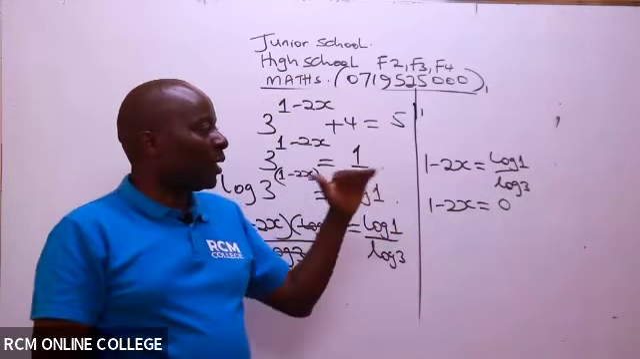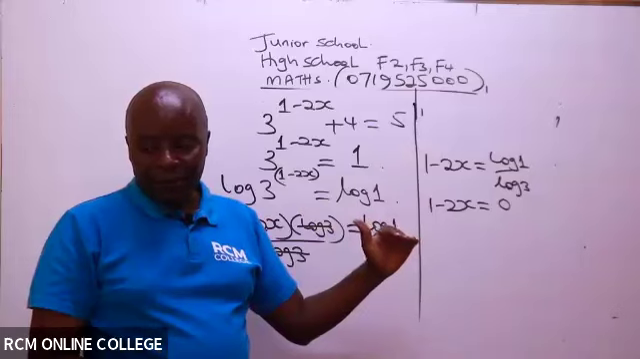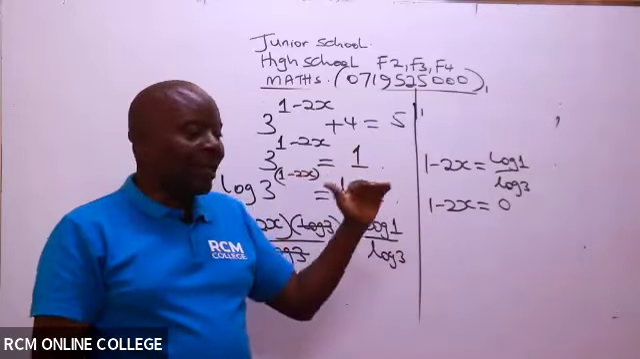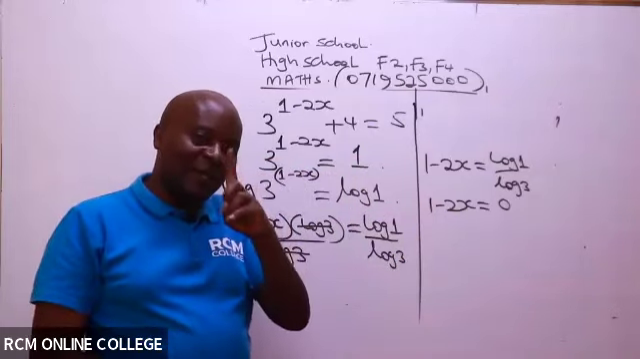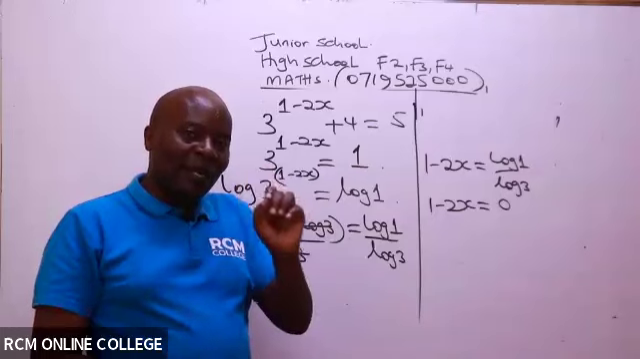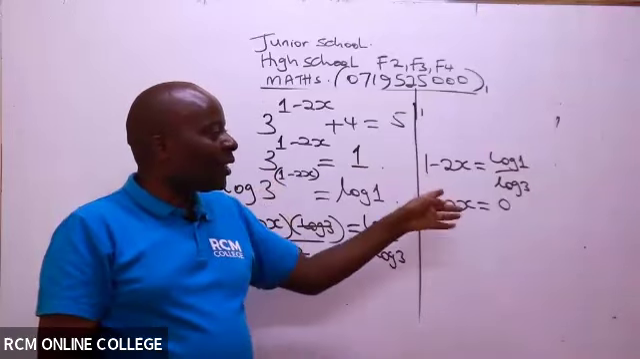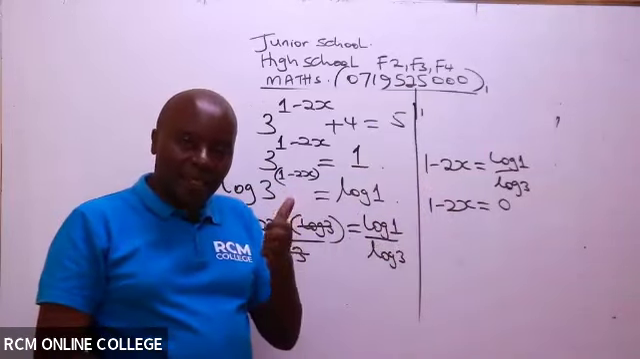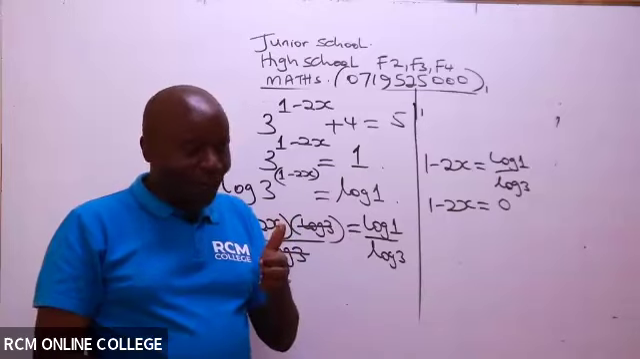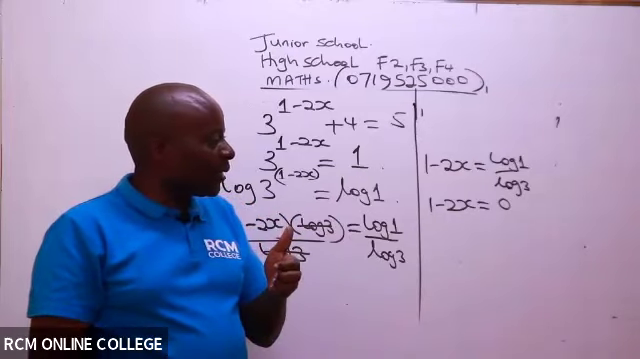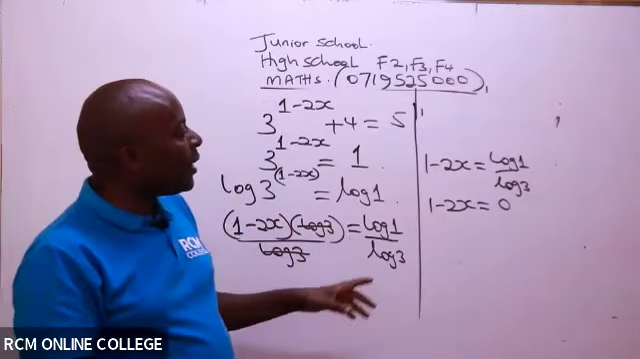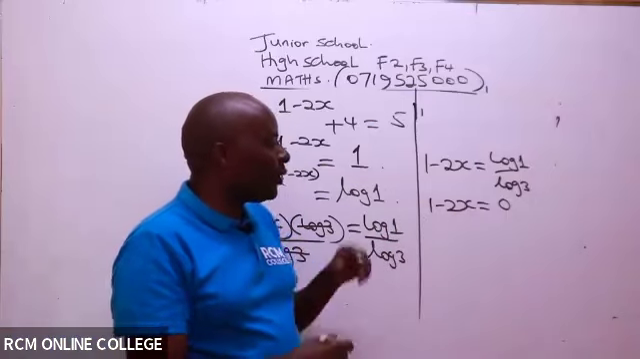What is logarithm 1 divided by logarithm 3? Logarithm 1 is always 0. So if you divide that by logarithm 3, you'll still get 0, all right? So then go ahead and make x the subject of the formula.